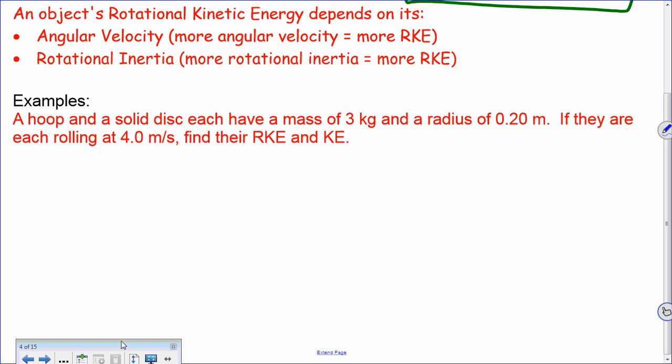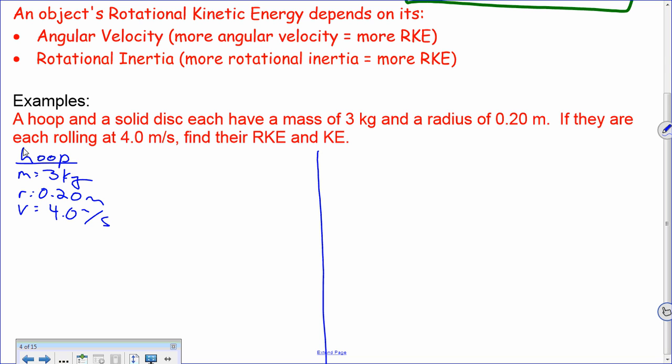All right, so first of all, let's do everything for the hoop. Is that about the halfway point? There we go, good enough. Okay, so here we go. What do we know about the hoop? We know that it has a mass of 3 kilograms and a radius of 0.20 meters, and it's rolling at 4.0 meters a second, right? What's wrong? Wait. Never mind. I have a question. All right, is everybody good?